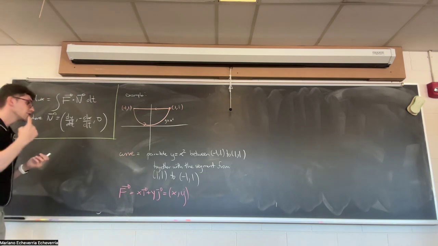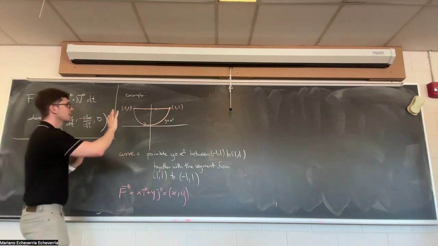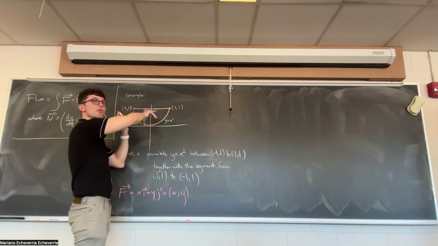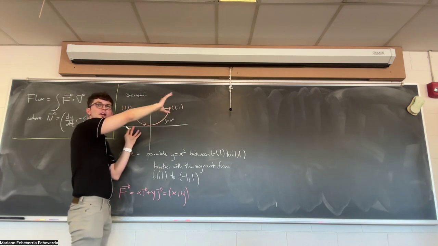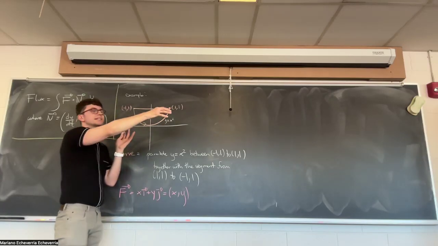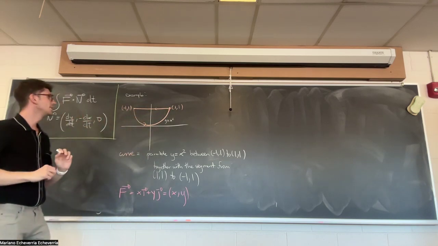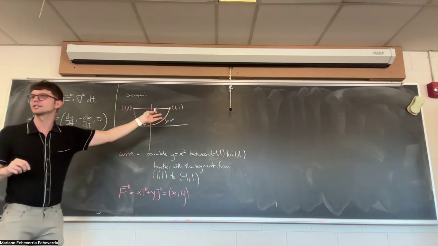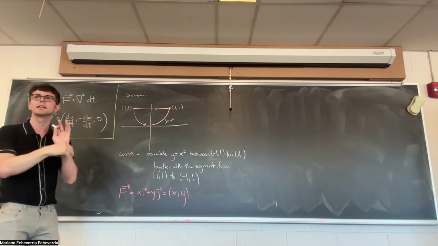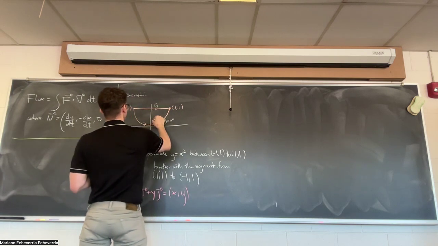So for the flux, really think about the computation as being similar to work. Imagine you have some fluid moving through this region, and you want to see how much is passing through the edges or the borders. The borders consist here of two pieces: one is the segment, and the other is part of the parabola. So the flux should be the flux through the segment plus the flux through the parabola, in the same way that work would have been the work through the segment plus the work through the parabola. So let's call them C1 and C2.